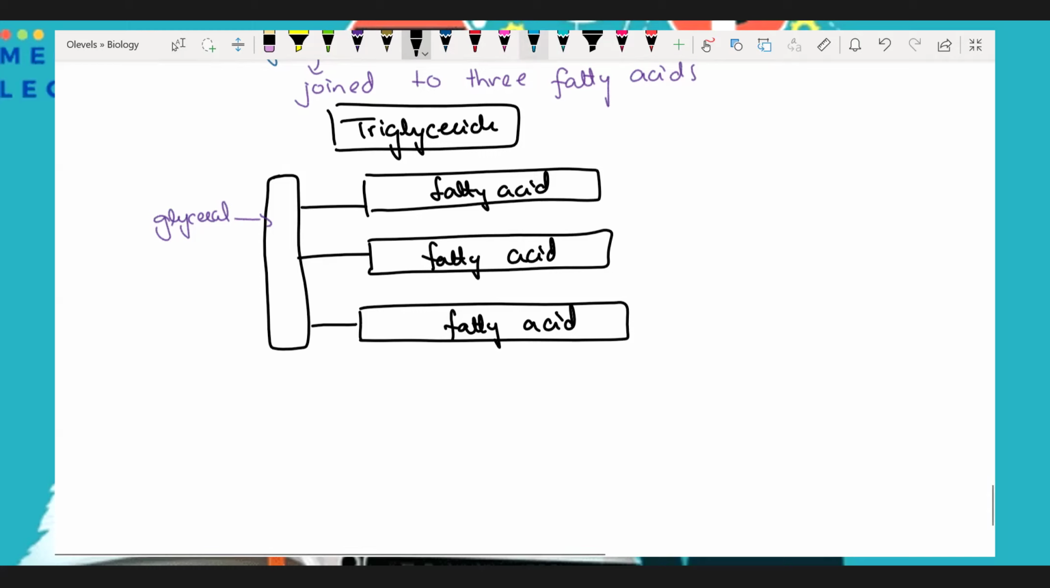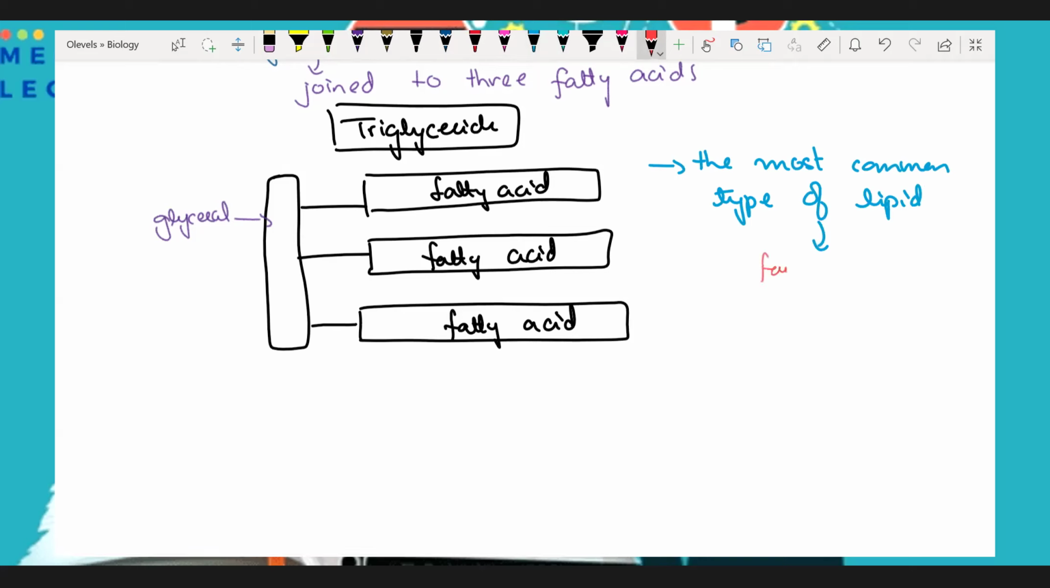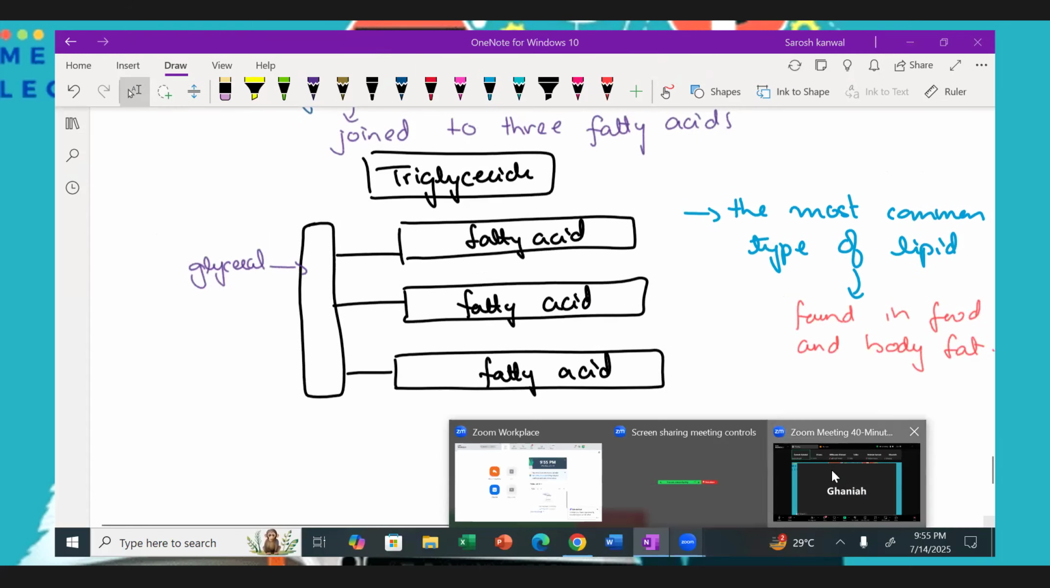Right? And you can say this is the most common type of lipid that is found in food and body fat. Okay. Yes, children.